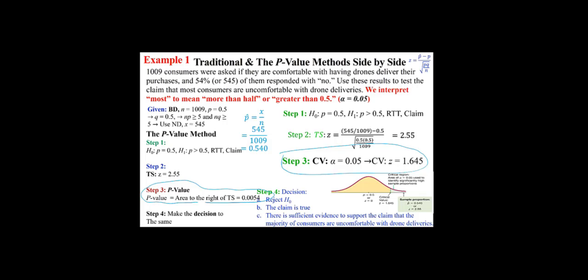The traditional method uses numbers. That means it uses the critical value versus the test statistic. The p-value method uses area. That means the p-value, which is the area to the right in this case of the test statistic. Compare it to alpha. If it's less than that, reject. And it happened to be less than that, so you are rejecting H0. Let's go to the next example.